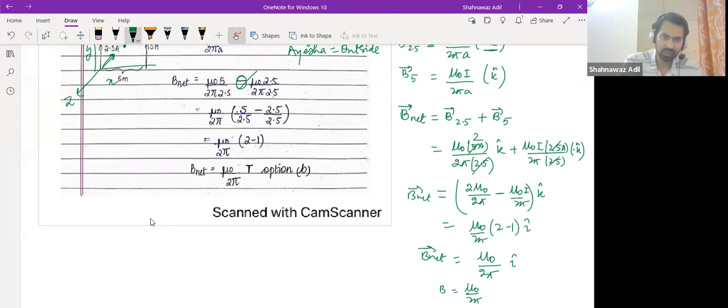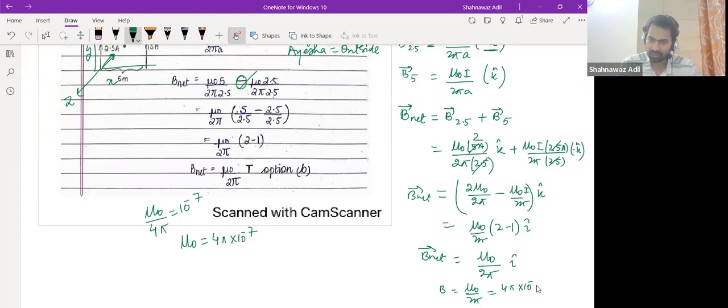What is the value of mu naught, guys? 10 to the power minus 7. Mu naught by 4 pi is 10 to the power minus 7, right, Aisha? So mu naught is 4 pi into 10 to the power minus 7. So this is 4 pi into 10 to the power minus 7 divided by 2 pi. So we have 2 into 10 to the power minus 7. This is the answer, guys. Right?